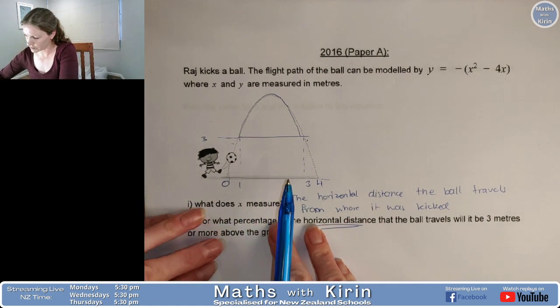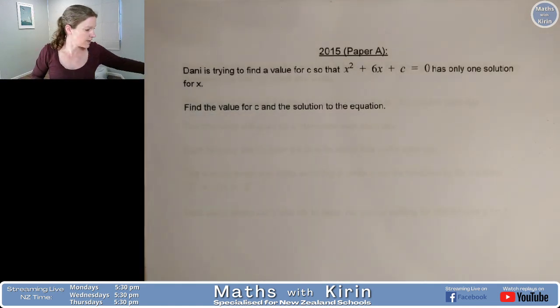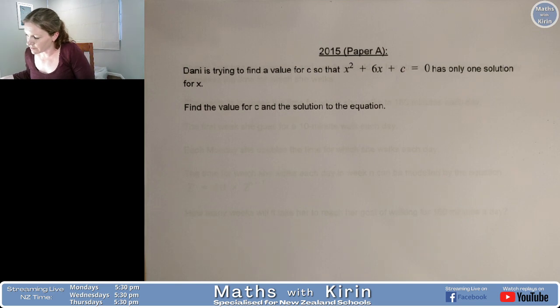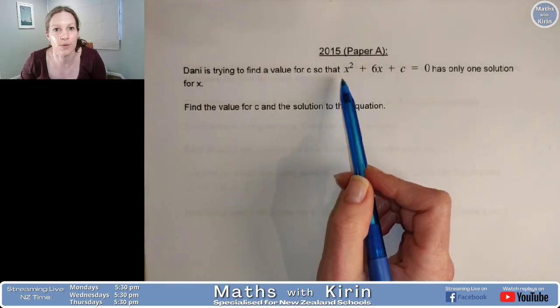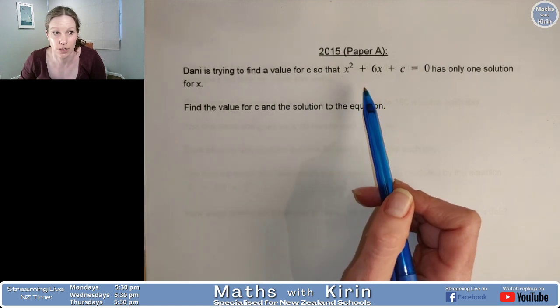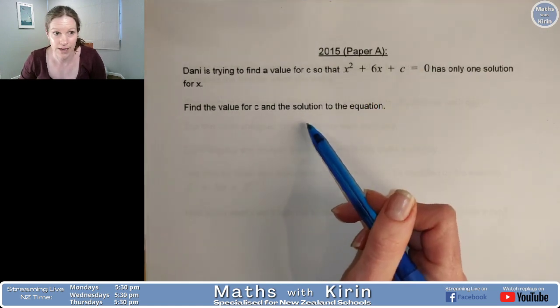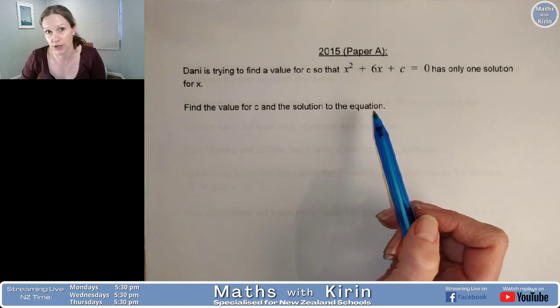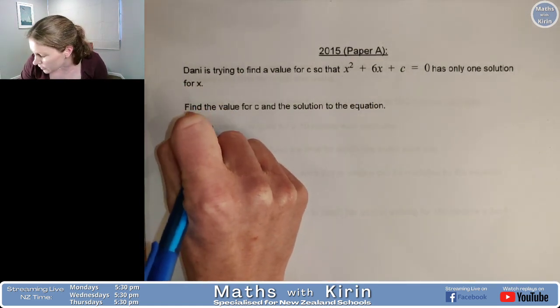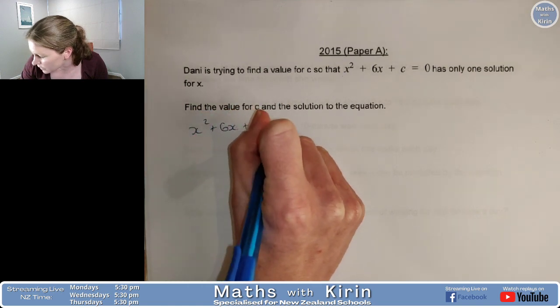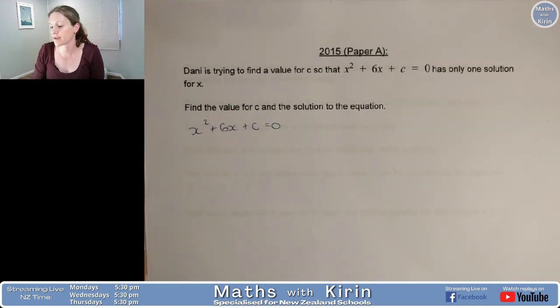Got 2 more questions to go. So the 2015 paper. Danny is trying to find a value for C so that x squared plus 6x plus c equals 0 only has one solution. Find the value for C and the solution to the equation. Okay, so we've got x squared plus 6x plus c is equal to 0, and we only want one solution.